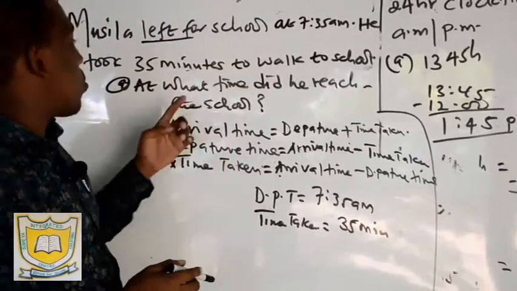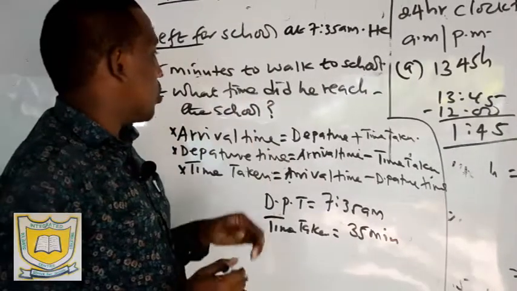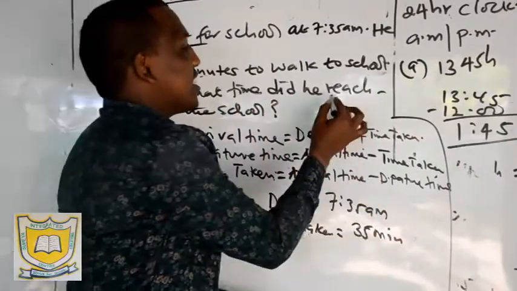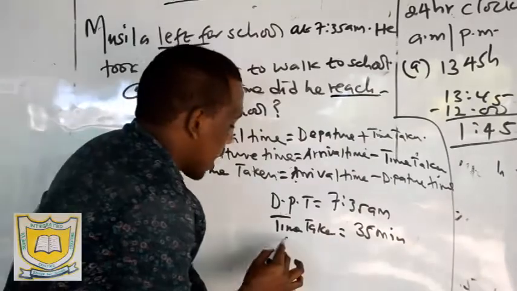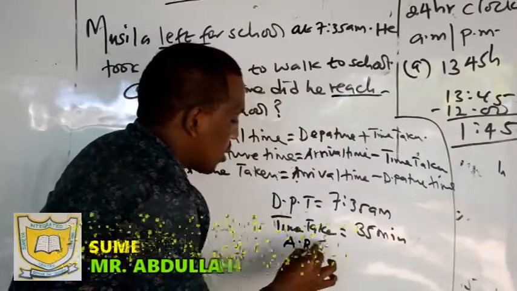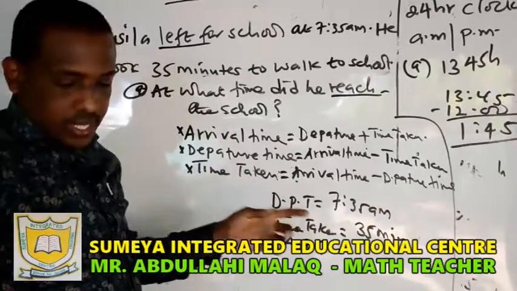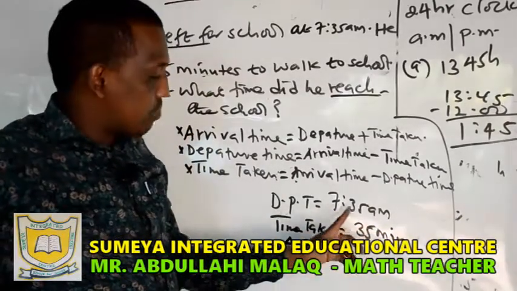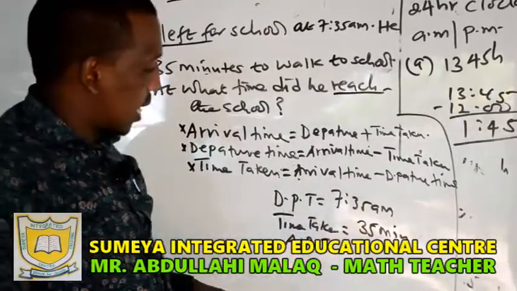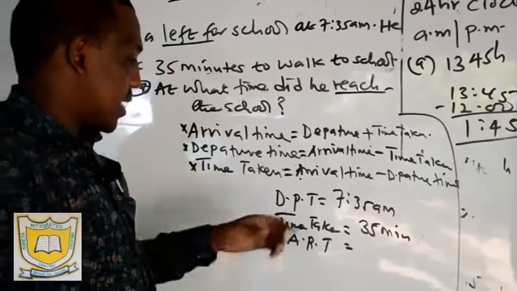Then they ask, what time did he reach the school? They are asking reach, that is the end time, arrival time. We are looking for the arrival time. Arrival time is equal to departure time plus the time taken. Let us add now.